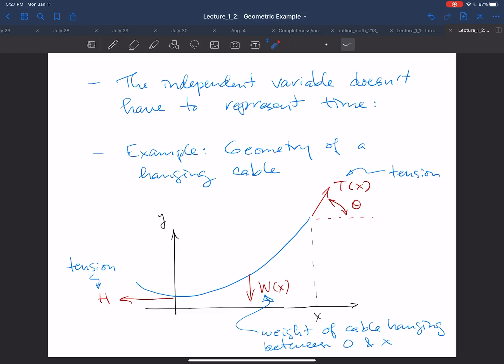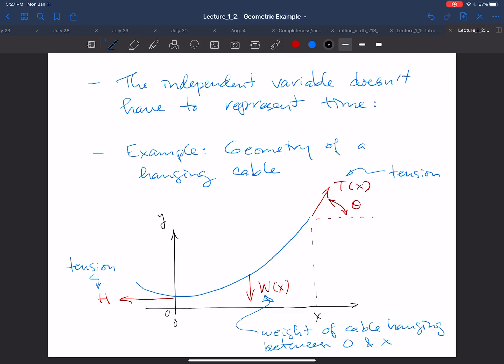What is our differential equation going to do for us? It's going to let us find the shape of a hanging cable. So suppose that this blue line represents a hanging cable. H represents the tension on the cable at this point where x equals 0. Let's just write that.